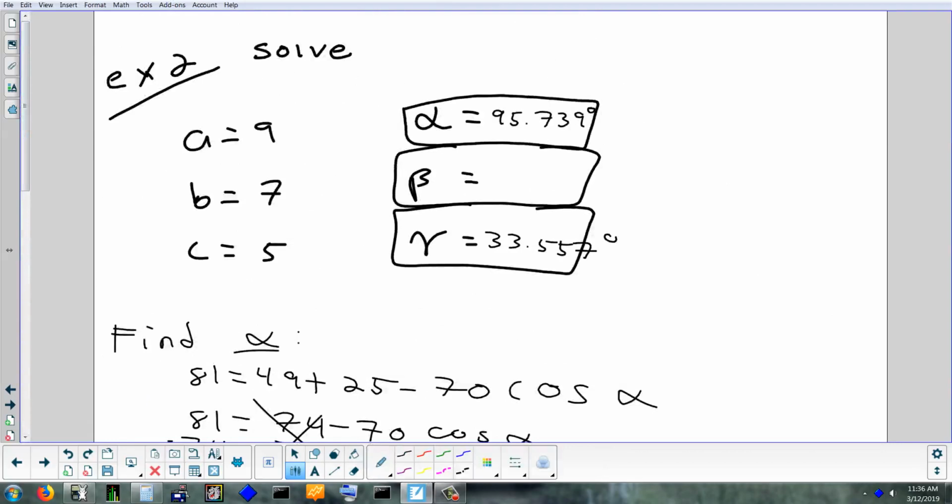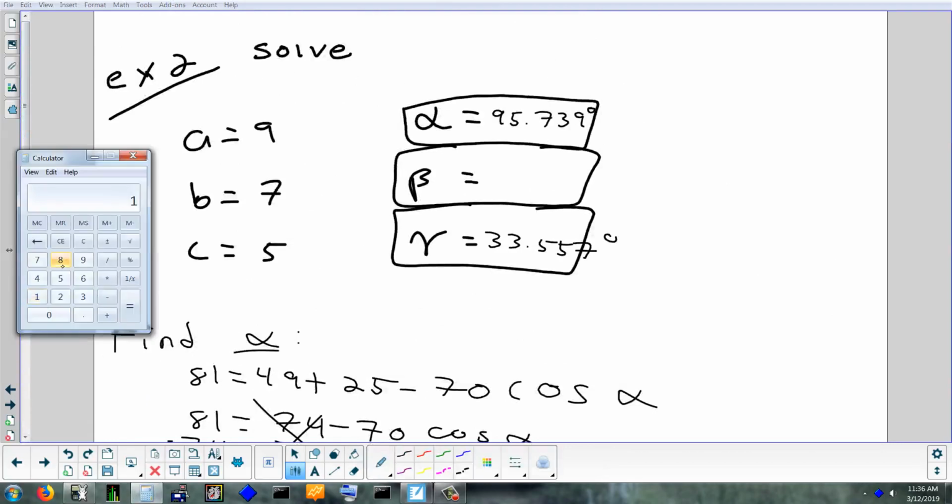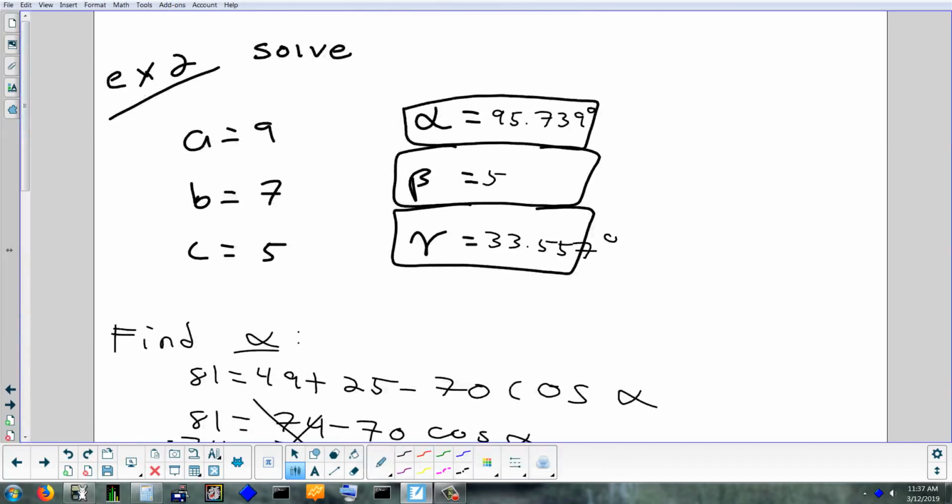Okay. And now just add them up and subtract from 180, and that is your last angle. So minus 95.739 minus 33.557, and you get 50.704 for omega. Okay, so that's a side, side, side. Okay, so any question on the side, side, side or side angle side?